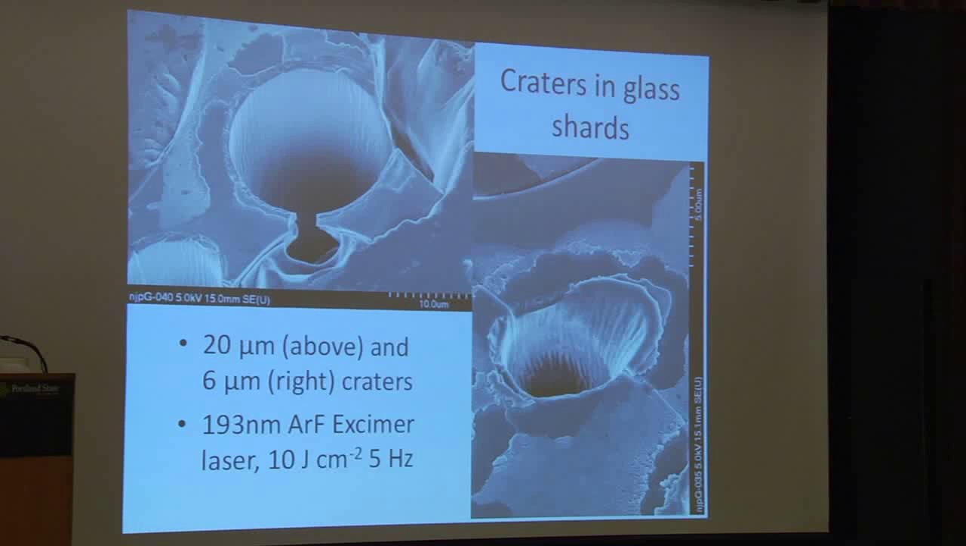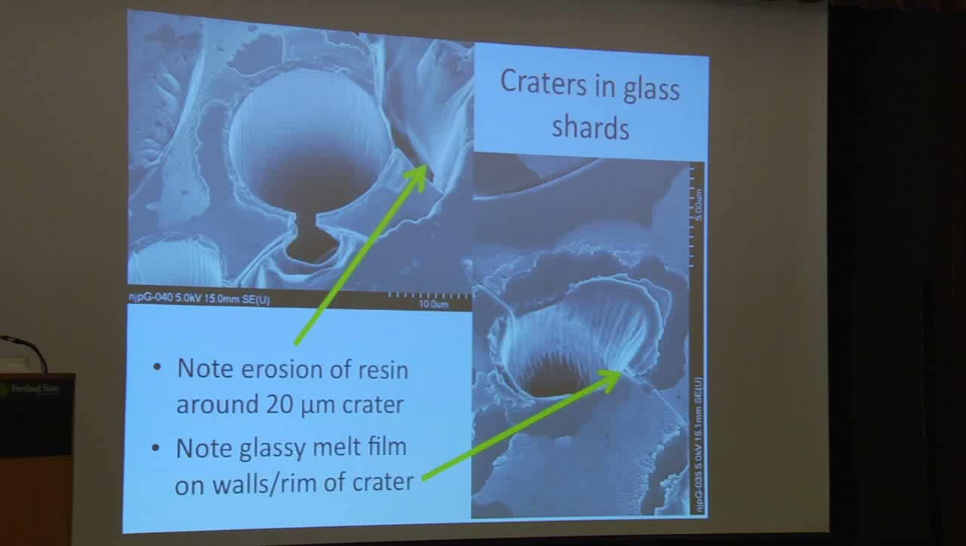So this is the sort of stuff that we do on typical shards of glass. These are some Santorini glass shards. That's a 20 micron crater with our 193 nanometer laser. Beautifully round, circular ablation craters. A little bit of melt on the walls here. That's a 6 micron crater. And you get these melt films develop around the margins of the crater around here. And there are these things that possibly cause some problems.